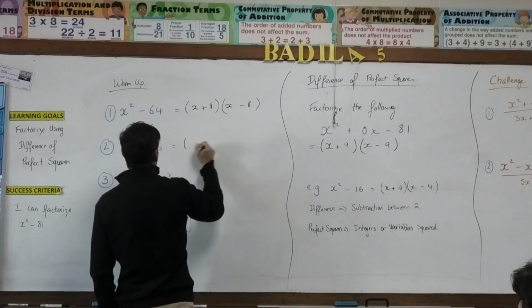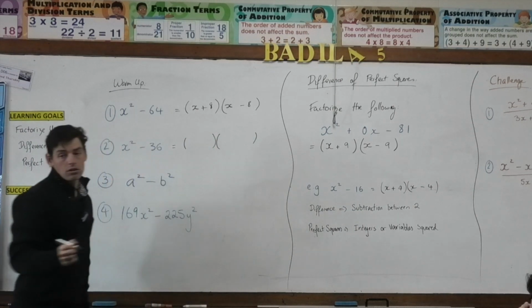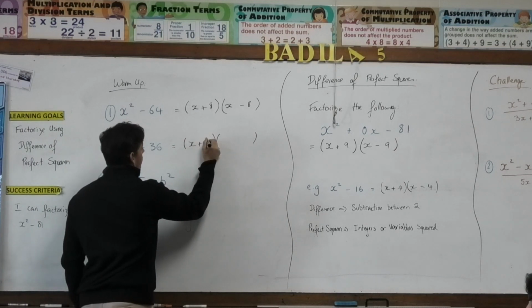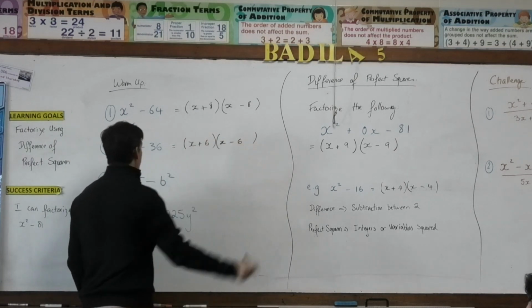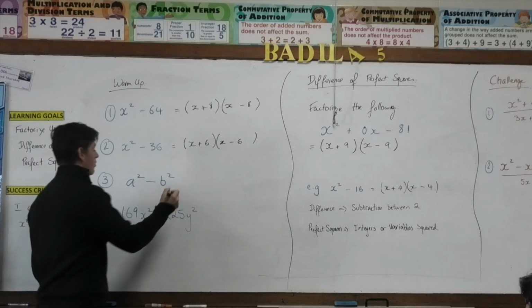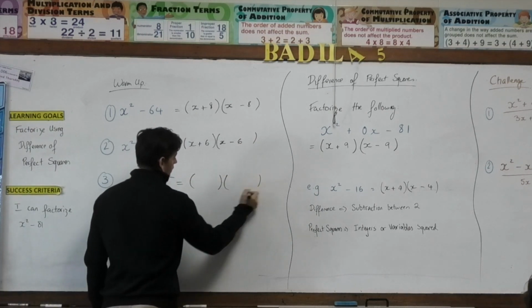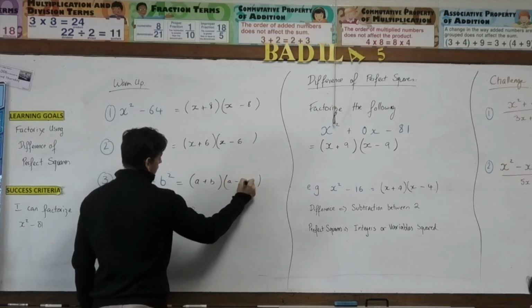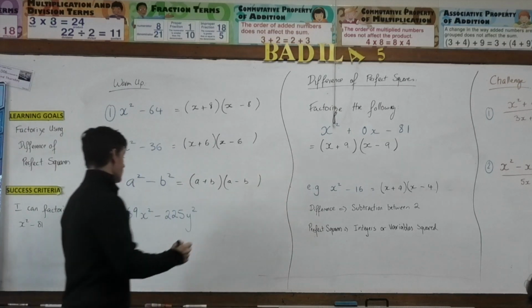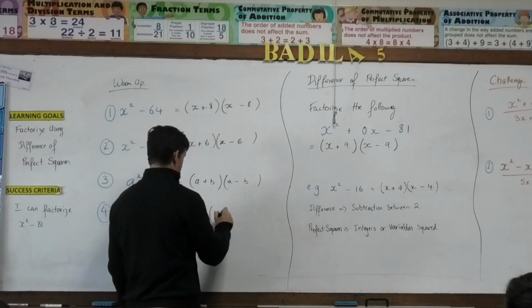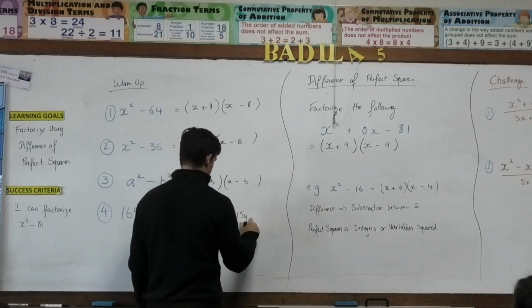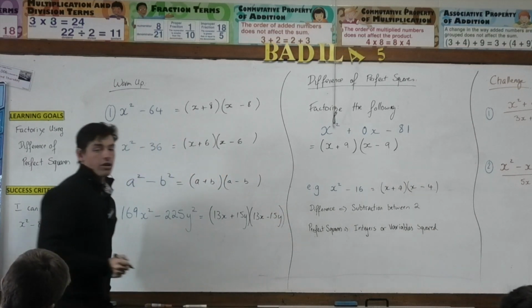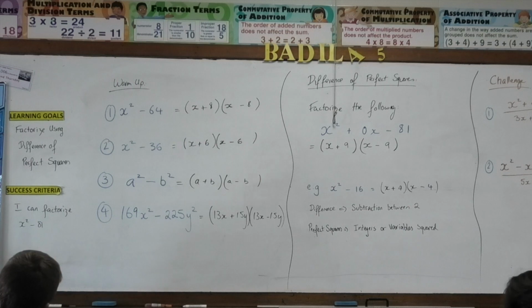Do you want to help with the next one? Brackets, x plus 6, x minus 6. Very good. Nick, you can help with the next one? A plus b, then a minus b. Very good. And the last one, Max? 13x plus 15y, and then 13x take 15y. Very well done. Very impressed with that, genuinely.